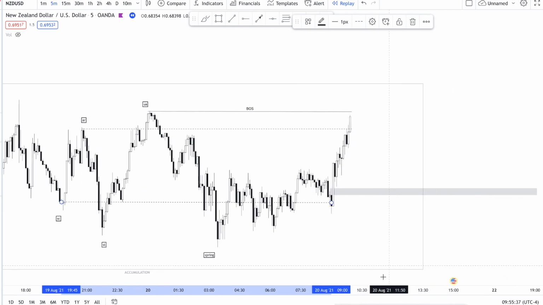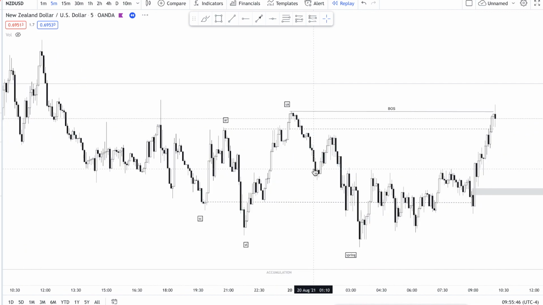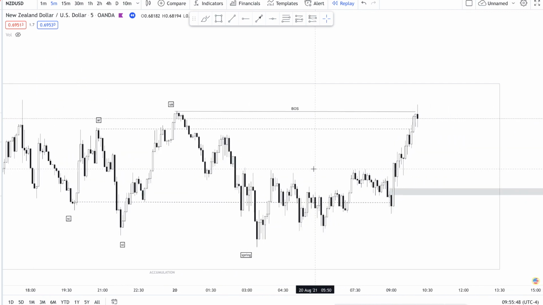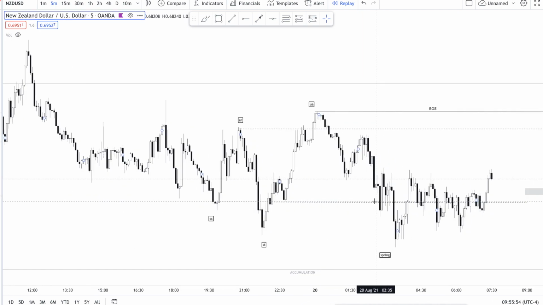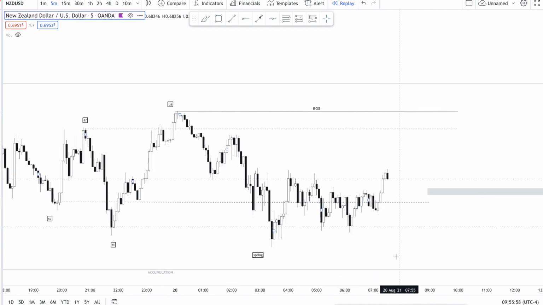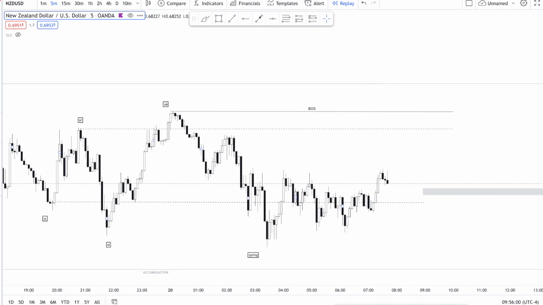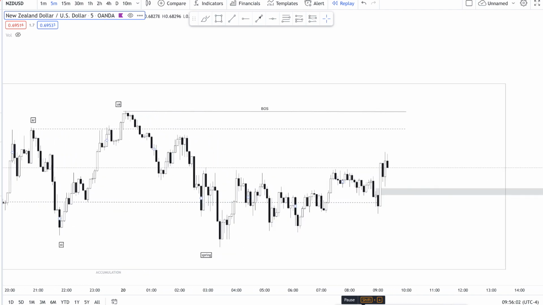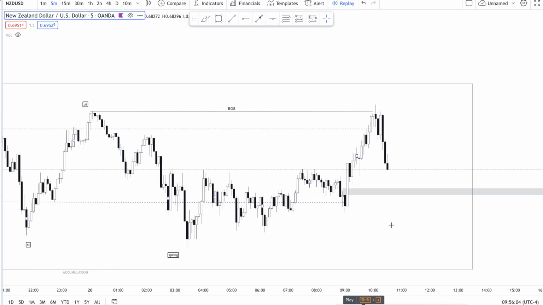So we have our imbalance. A lot of people ask me if there's several imbalances, which one do you choose? Like I said, if you were here in real time, you can't choose this one because you didn't get a break of structure. All these pieces have to fit together. There is no imbalance between here and here that you can use. You don't use this one.